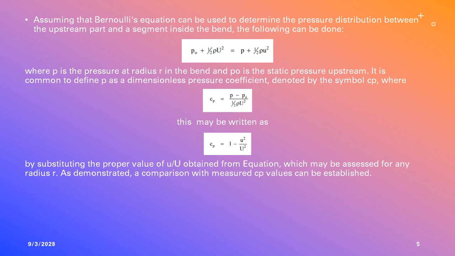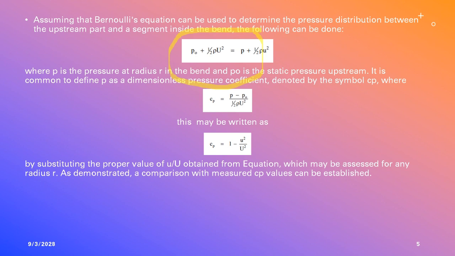Assuming that Bernoulli's equation can be used to determine the pressure distribution between the upstream part and a segment inside the bend, the following equation can be written here, where P is the pressure at radius r in the bend and P0 is the static pressure upstream.